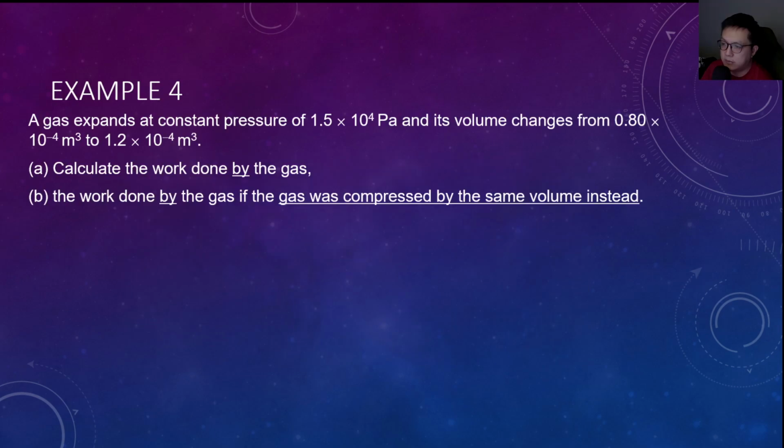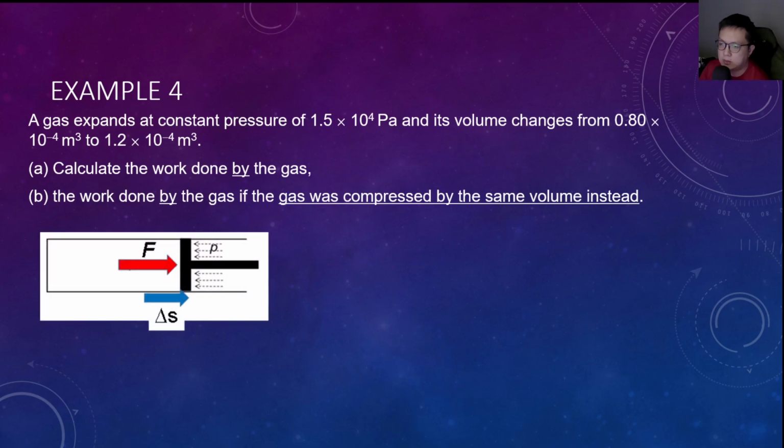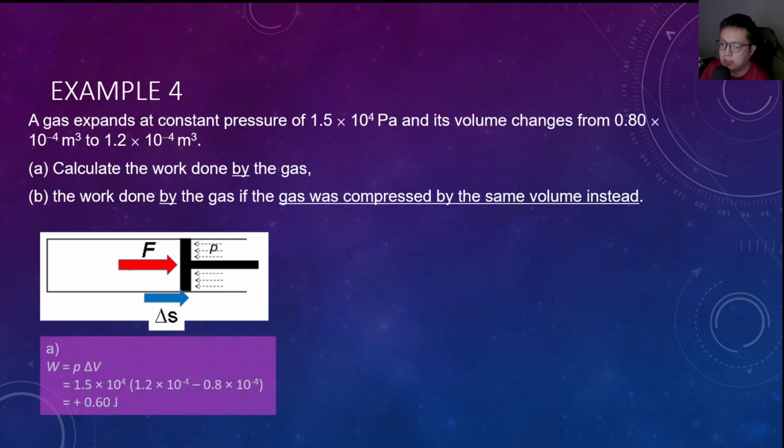Okay, let's look at one example here. Example 4. A gas expands at constant pressure of 1.5 times 10 power 4 Pascal, and its volume changes from 0.8 times 10 power negative 4 meter cube to 1.2 times 10 power negative 4 meter cube. Calculate the work done by the gas. Look at this first diagram here. I'm allowing the gas to expand, so the displacement of the piston is in the same direction as my force. Because I'm looking for work done by the gas, this is positive work done by the gas. I think the math is simple.